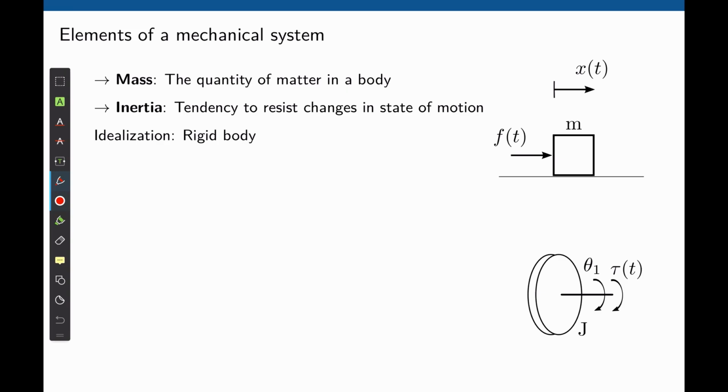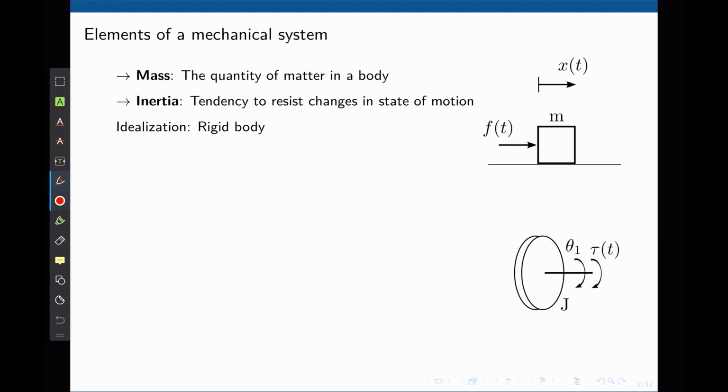If F is the force applied to the mass and x is the displacement, we can now create a relation between these two quantities by applying Newton's law. The sum of all forces equals the mass times the acceleration. In terms of displacement, we can now write the sum of all forces, which in this case is simply F of t, equals the mass times the second derivative of displacement, that is d squared x over dt squared, the second derivative of displacement with respect to time.